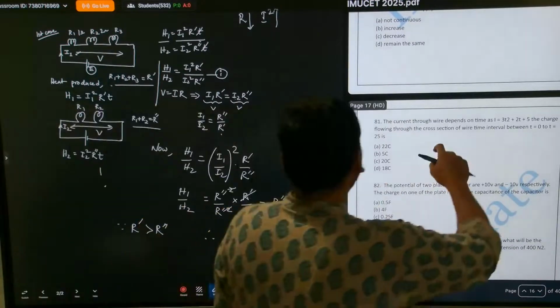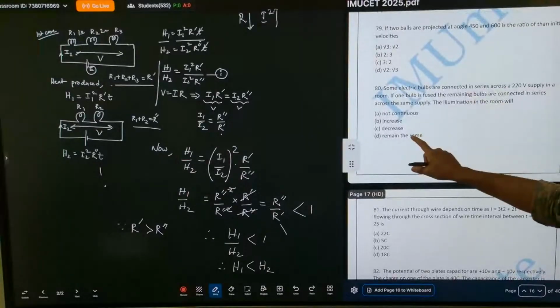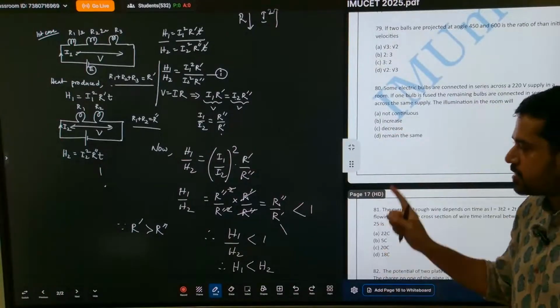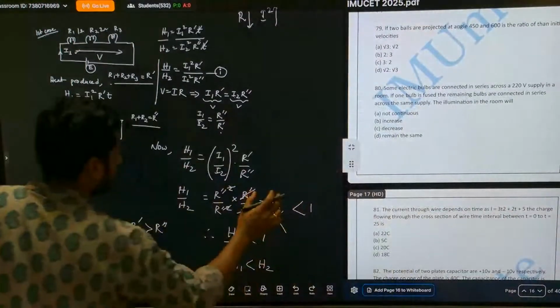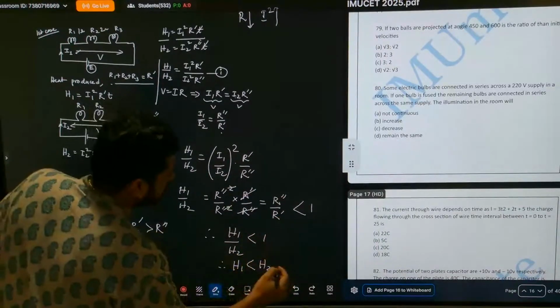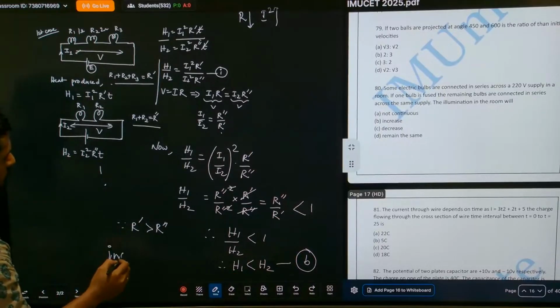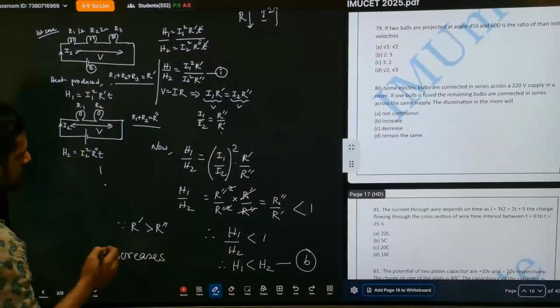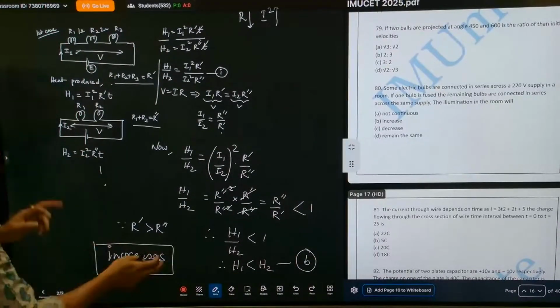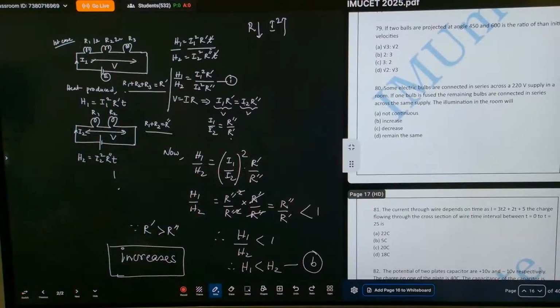Here the answer would be yes, increases. Option B. Yes, we will tell more, wait one minute, let's finish the question. Option B, increases. Okay, just copy this, after that we will do more. Just copy it, otherwise you will not understand later.